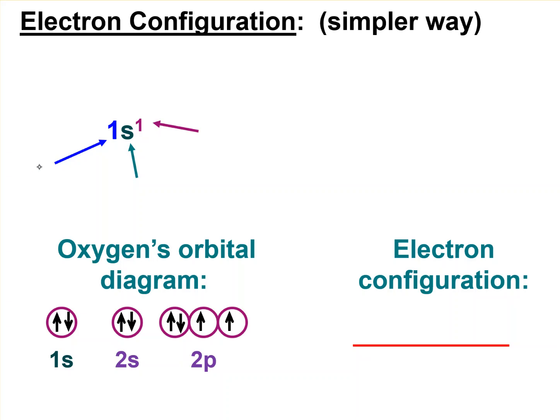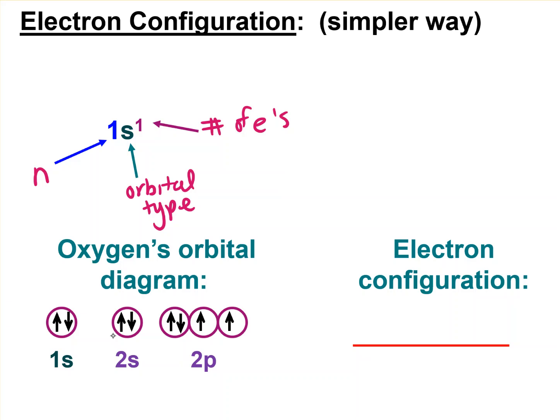The big numbers in front are for the energy level. Of course, the s is the orbital type. And then the exponent here is the number of electrons that are in that orbital.